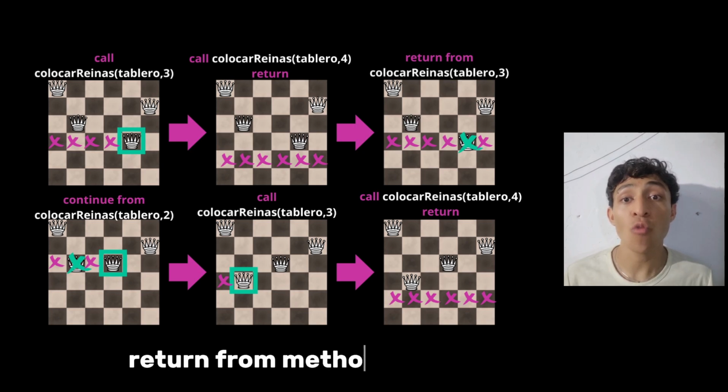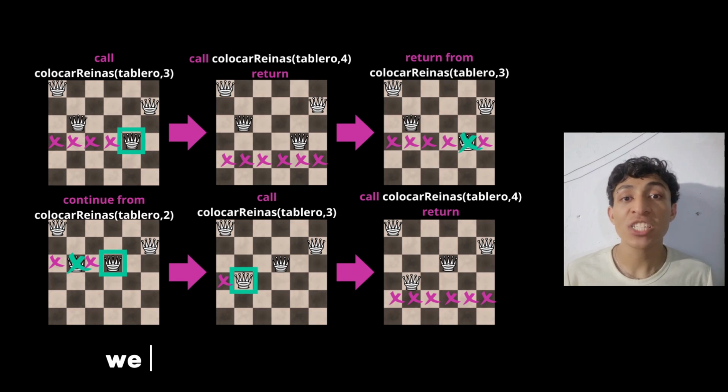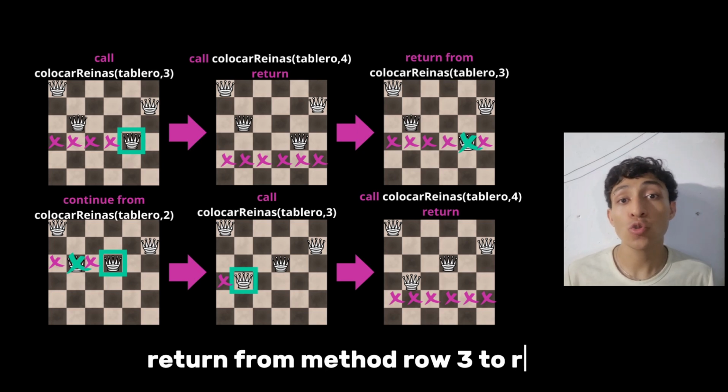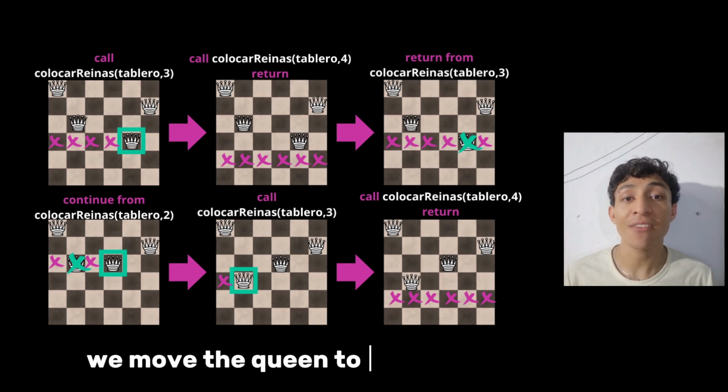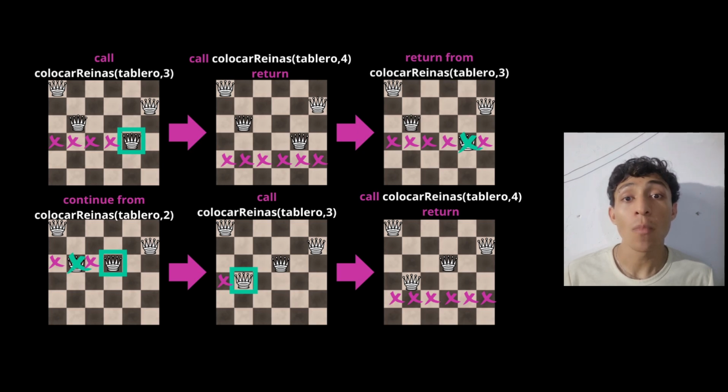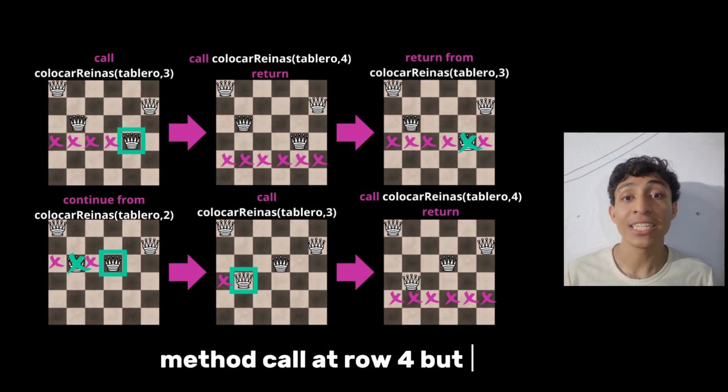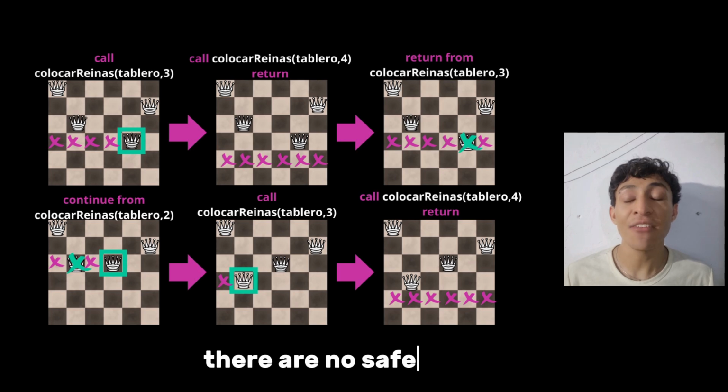Return from method row 4 to row 3. We check the last column, all unsafe. Return from method row 3 to row 2. We move the queen to the next safe position, column 3. Mirror call at row 3. We place the queen in column 1. Mirror call at row 4, but in row 4 there are no safe positions.